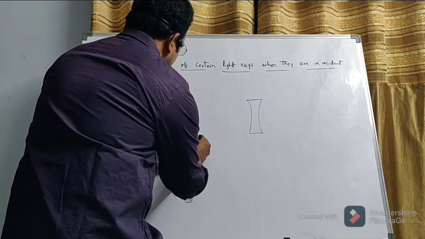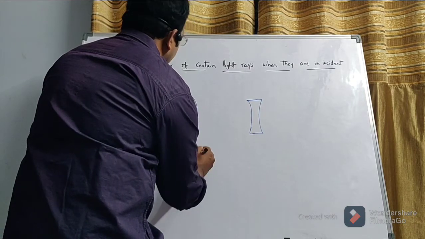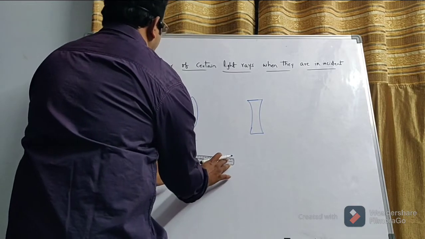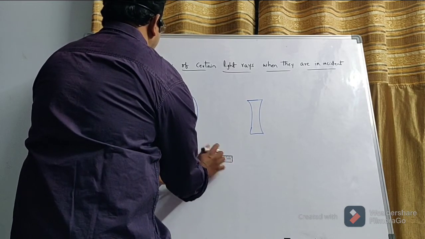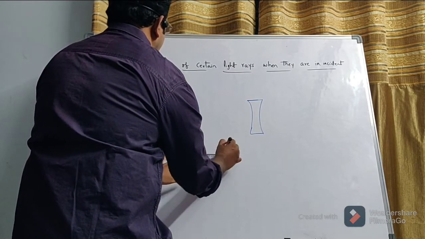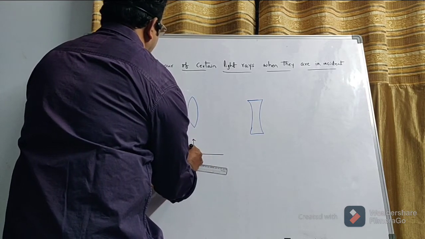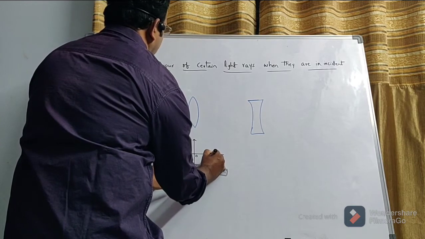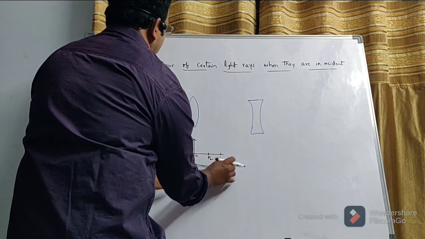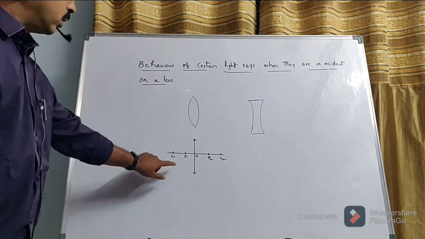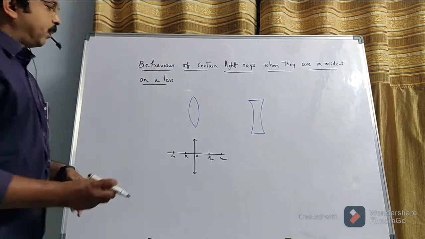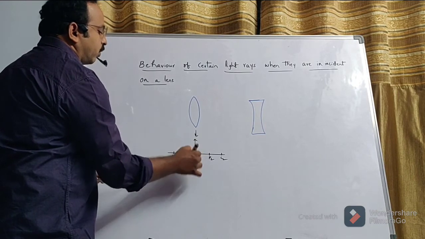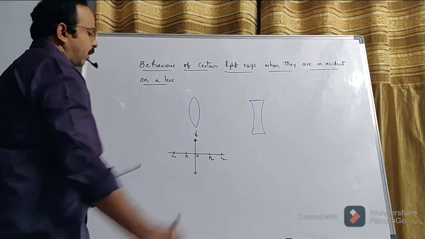a straight line with an arrow mark like this, and as usual this line has the optic center, and here F1 and C1 and F2 and C2. This represents a convex lens. Each and every time, instead of drawing the convex lens, we use this symbol for the convex lens.